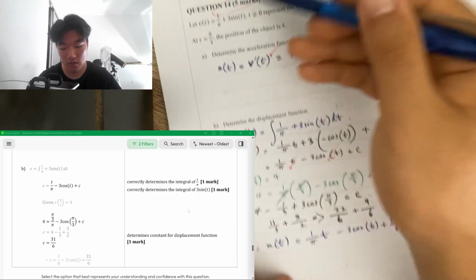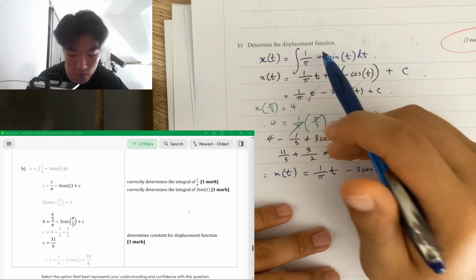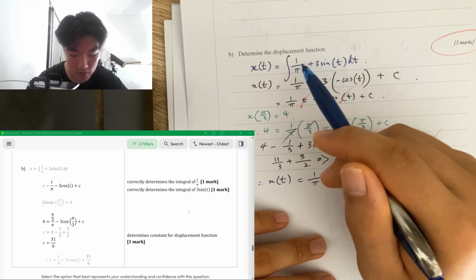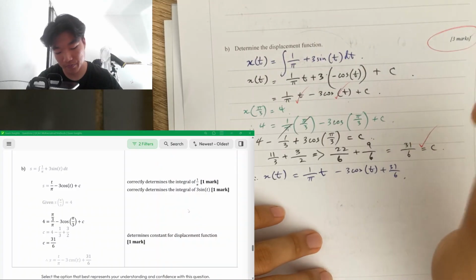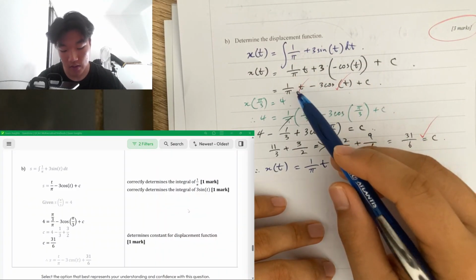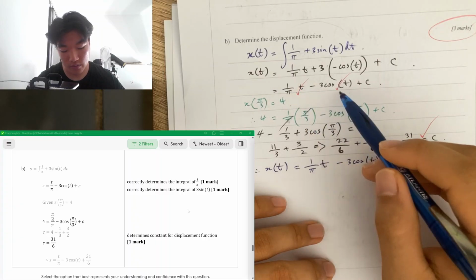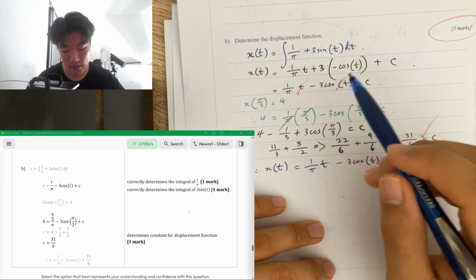Since it's a constant, using the same logic, when we derive it, the constant disappears, so we get the overall same velocity function. So we need to represent that using the constant. It's an indefinite integral, so we need to show that. So 1 mark for correct integration of the first term and 1 mark for correct integration of the second term.